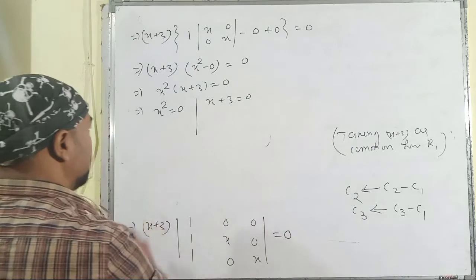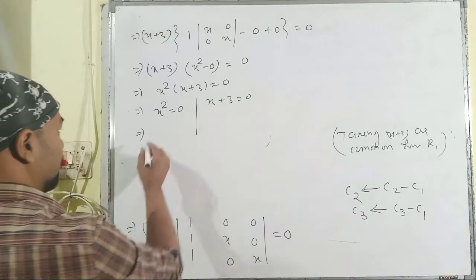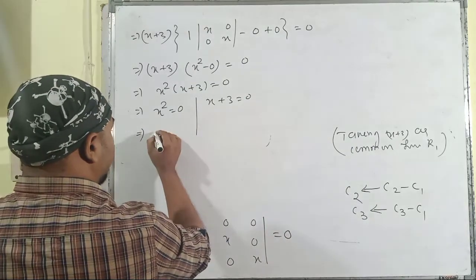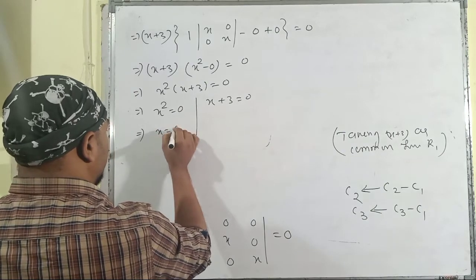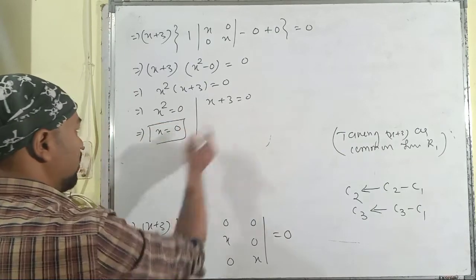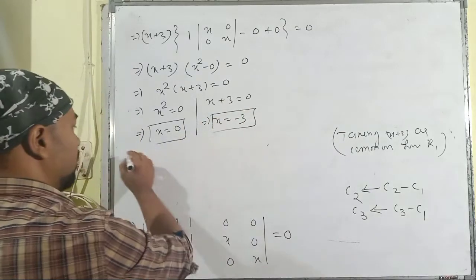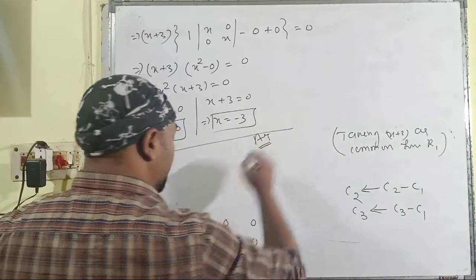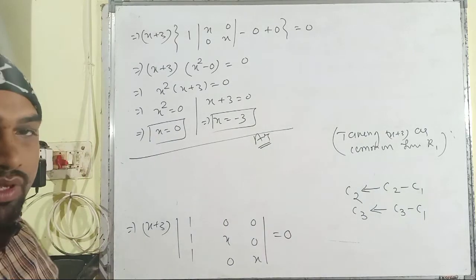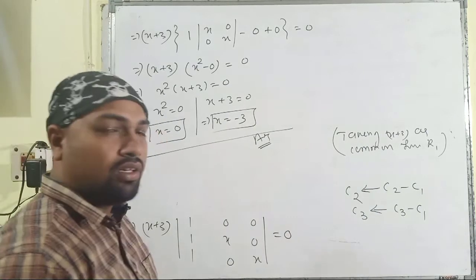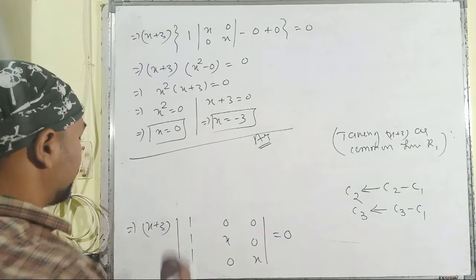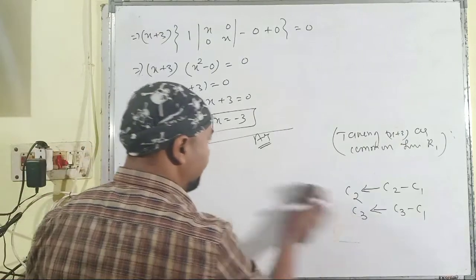So just solving this, x² is equal to 0, that means x is equal to 0. Here is one solution, and then x is equal to minus 3 is the other solution, and this is the complete answer for this given problem of number 4. Okay, then continuing this number 4 and proceeding towards the next problem.